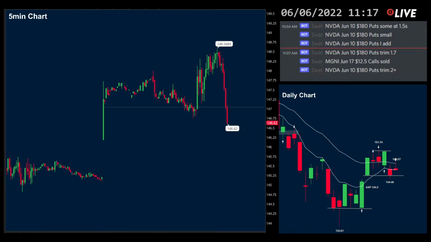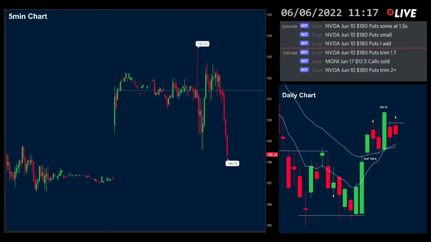Okay, looking to fill those gaps, guys. NVIDIA coming. Nice short. Okay, here we go. Rolling over. Bring it down, guys. That's it. NVIDIA new lows on the day.